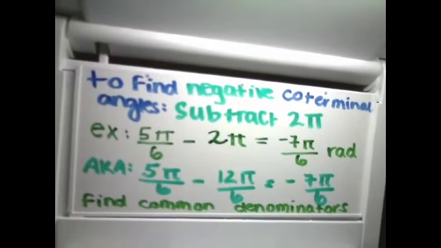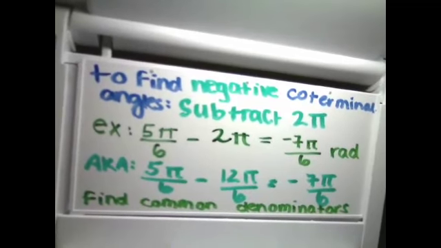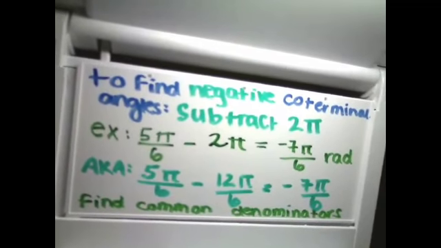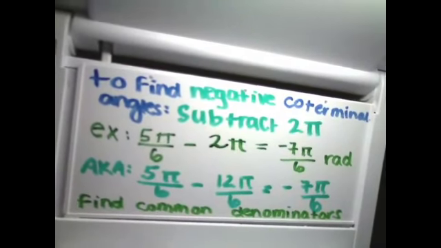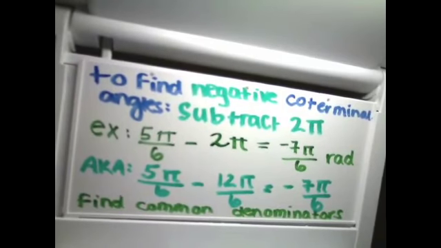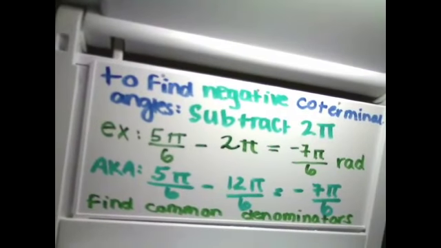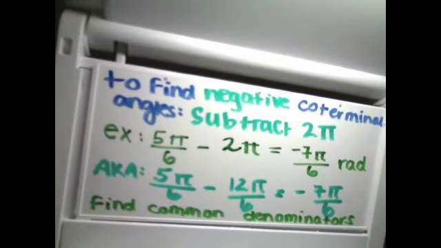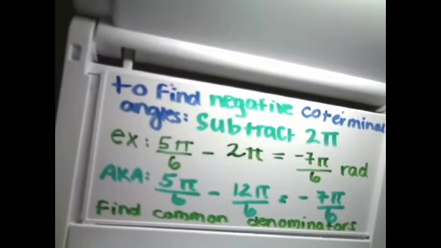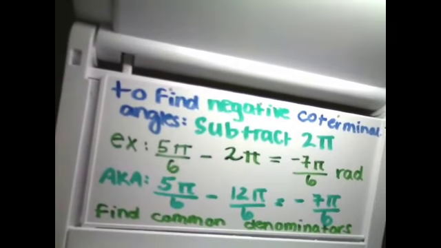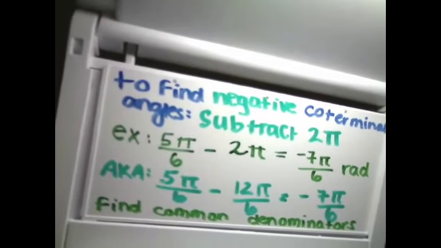To find negative coterminal angles, simply do the opposite. Subtract 2 pi. Here's your example. 5 pi over 6 minus 2 pi equals negative 7 pi over 6 radians. Simplified, again, all you have to do is find the common denominators. Let's try it one more time. 5 pi over 6 minus 12 pi over 6, because again, once you find the common denominators, 2 pi will equal 12 pi over 6. So 5 pi over 6 minus 12 pi over 6 will get you negative 7 pi over 6.